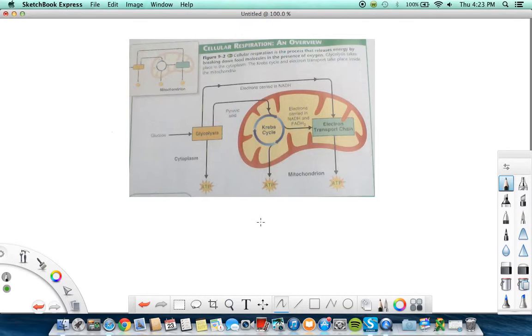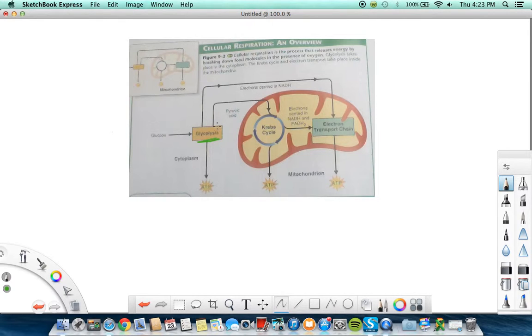I forgot to tell you this, but cellular respiration happens in the mitochondria of an animal cell. So cellular respiration starts out with glycolysis. Glycolysis is this right here. Glycolysis breaks down glucose into two pyruvic acids. Glycolysis can happen with or without oxygen.